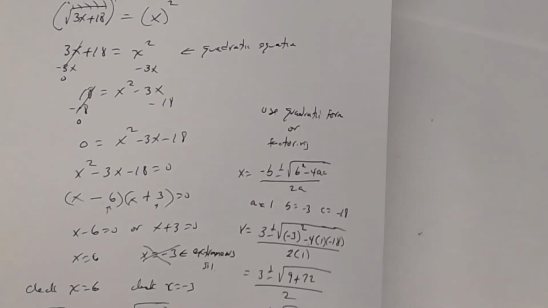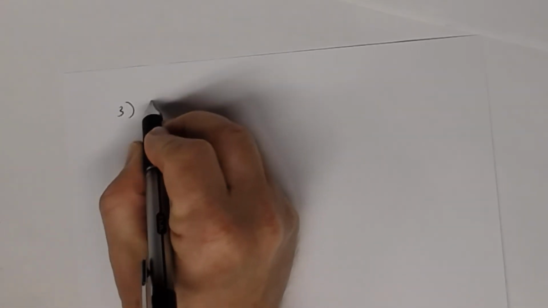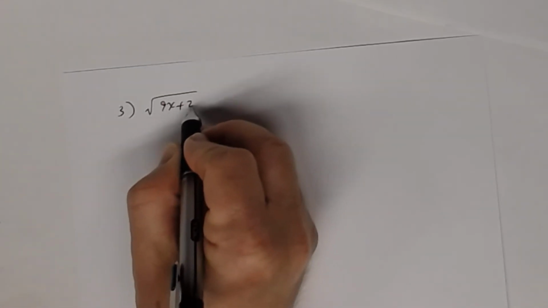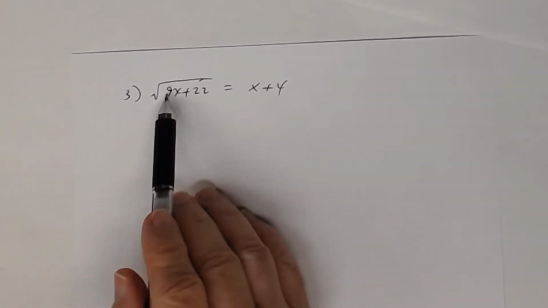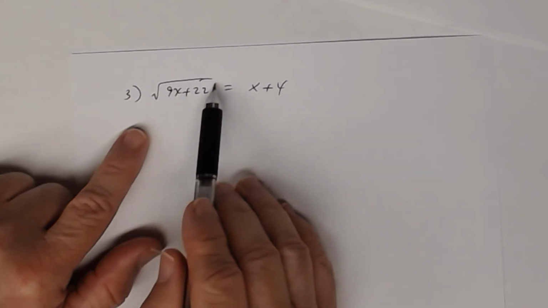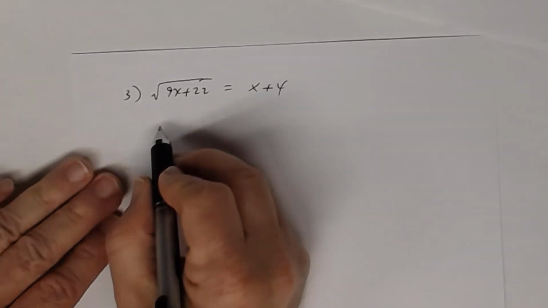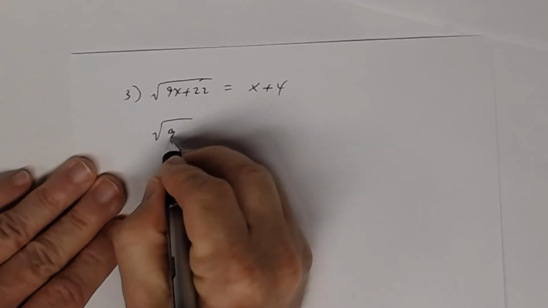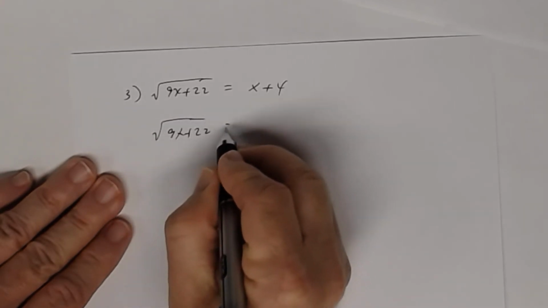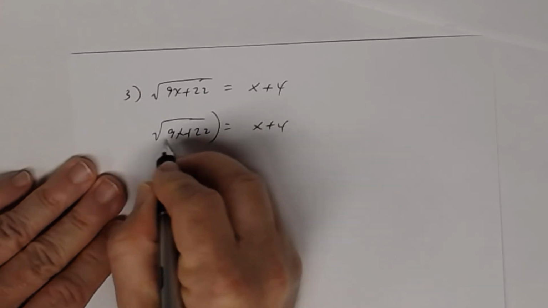This is going to be number 3. All right, here's number 3. We have the square root of 9x plus 22 equal to x plus 4. All right, so the radical is already by itself. Remember, the radical is already by itself, but notice I do have variables on both sides. So the radical is already by itself, and so I'm going to square both sides.